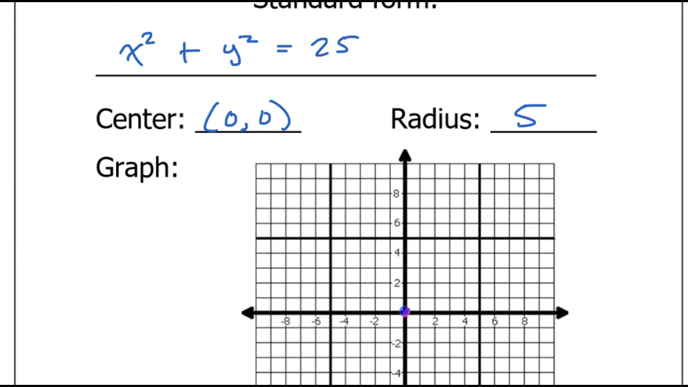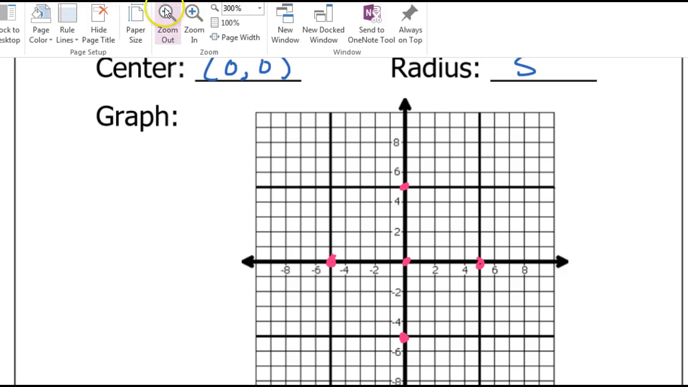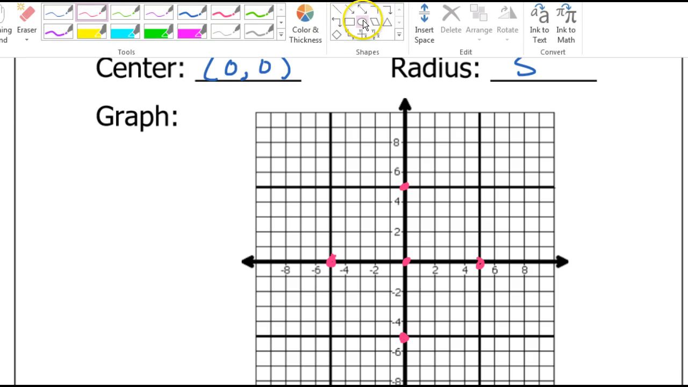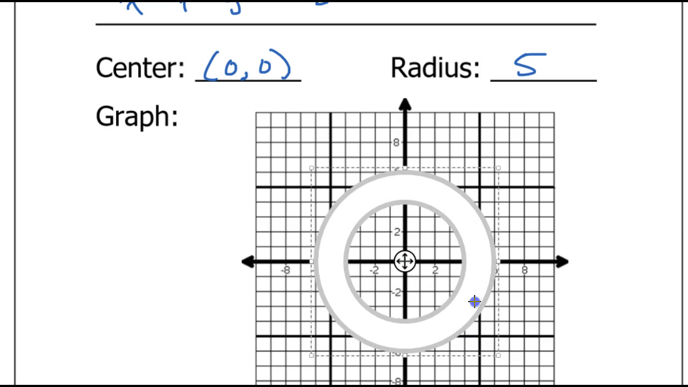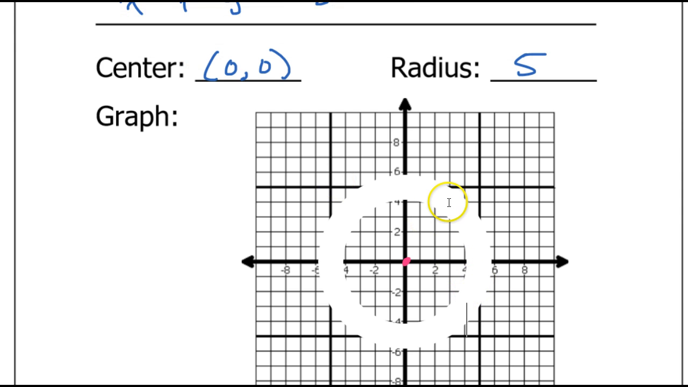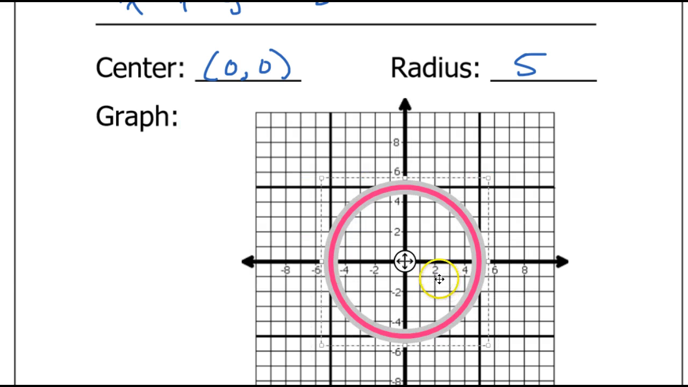Now, if I want to do a graph, that'll be easy since the center is right at the origin, 0, 0. If the radius is 5, that means I can simply go up 5 and down 5 and to the left 5 and to the right 5. And these 4 points should all be on the circle. So then I can go ahead and draw the circle. Whoa, that ink is too big. Okay, let's shrink that down. All right, and there you go.